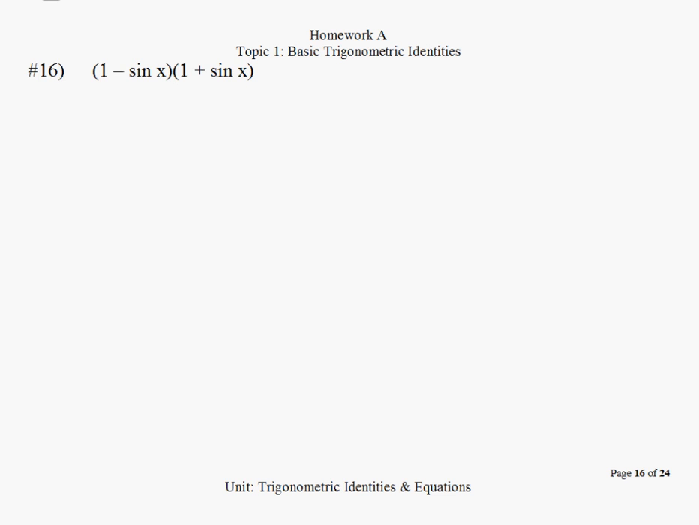16, we have a product here. You can multiply the 1 times the 1 and get 1 squared, which is 1. You're going to multiply negative sine of x times 1. You're going to multiply 1 times positive sine of x. So your middle two terms, negative sine of x and 1 sine of x, cancel. And then multiply negative sine of x times positive sine of x, you get negative sine squared of x. It's just a FOIL method.